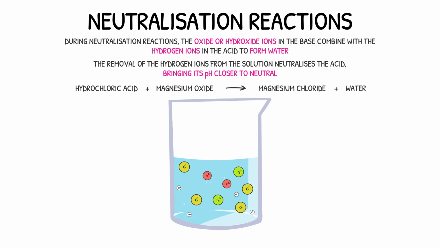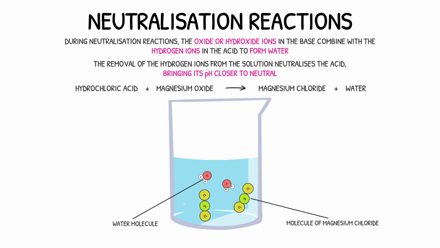For example, in the neutralisation reaction between hydrochloric acid and magnesium oxide, the magnesium oxide dissociates into magnesium and oxide ions. The oxide ions combine with the hydrogen ions from the acid to form water molecules, and the ions left in solution combine to form the salt, magnesium chloride.